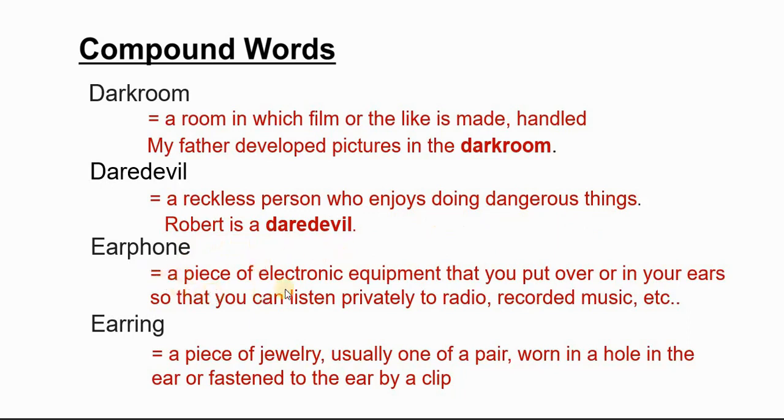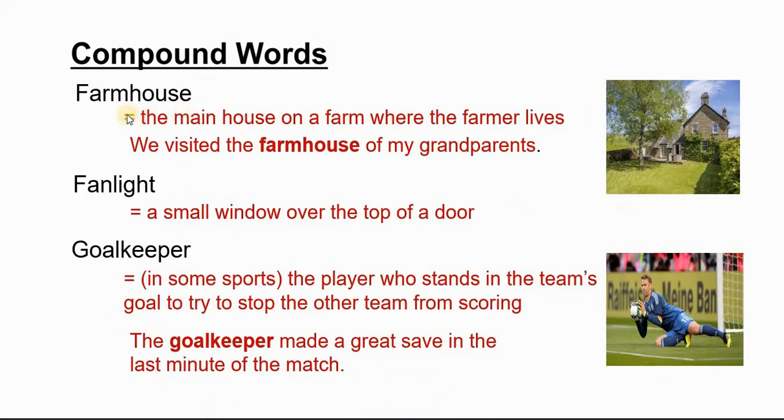Earphone. A piece of electronic equipment that you put over or in your ears so that you can listen privately to radio, recorded music, etc. Earring. It is a piece of jewelry, usually one of a pair, worn in a hole in the ear or fastened to the ear by a clip. Farmhouse. The main house on a farm where the farmer lives. We visited the farmhouse of my grandparents.